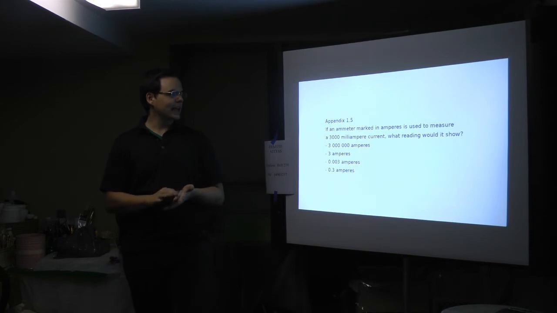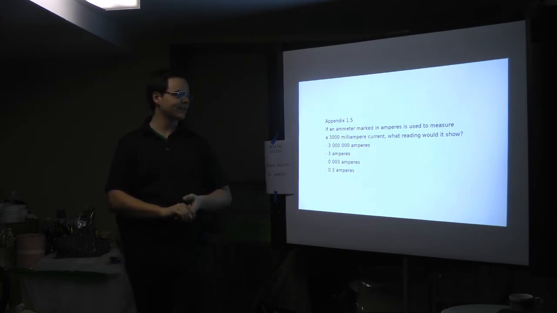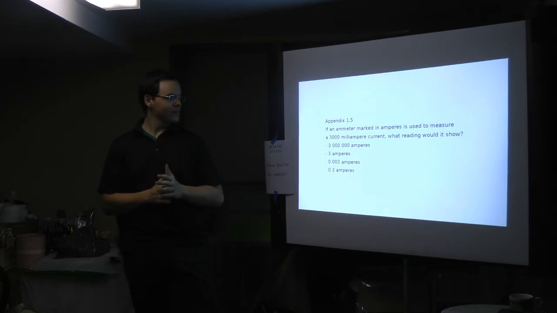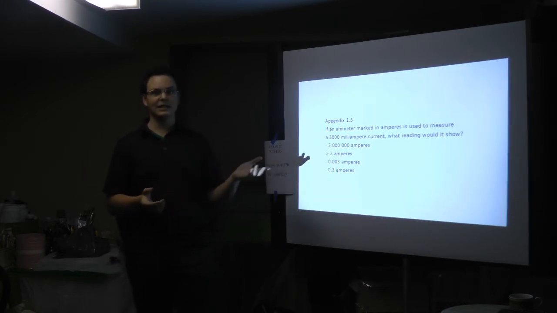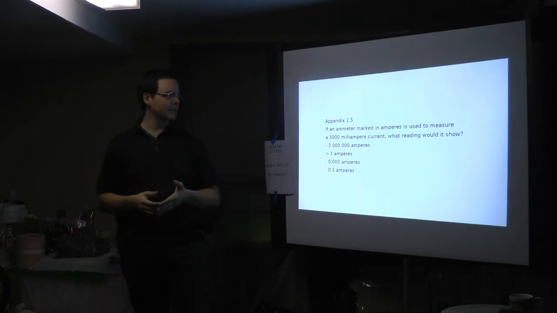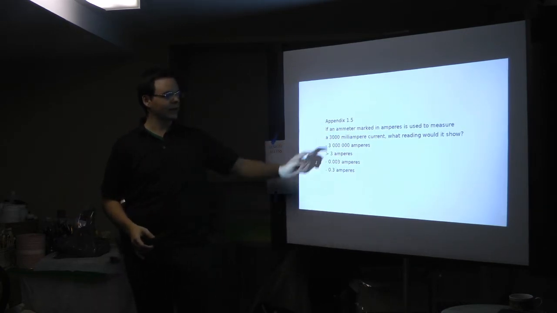If an ammeter marked in amperes is used to measure a 3,000 milliampere current, what would the reading show? This is just straight metric conversion from 3,000 milliamps into amps. Because milli is 1/1000th, if we remember, it goes deci, which nobody uses, then centi, and then milli. So we move the decimal place three points to the left. 1, 2, 3. We end up with 3 amps.